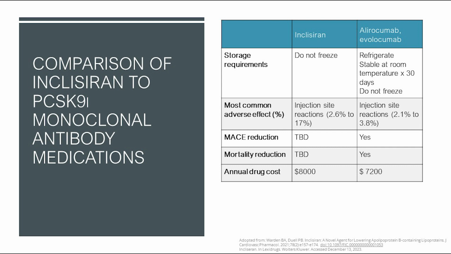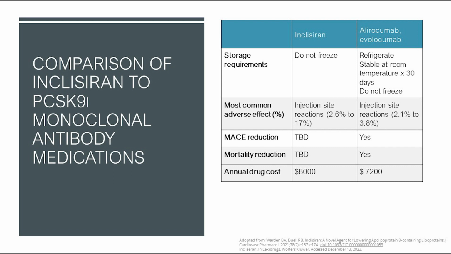However, with our monoclonal antibodies, we do currently have MACE reduction data that's published and provides a major reason to prefer our monoclonal antibodies over inclisiran, because our outcome studies clearly are highly beneficial in directing therapy in an appropriate fashion. We don't have any mortality reduction data with inclisiran, but again, we have mortality reduction data with our monoclonal antibodies. Annual drug costs, if we really tease it out, are going to be roughly the same. Inclisiran is $8,000 per year, whereas our monoclonal antibodies are roughly $7,200 per year.